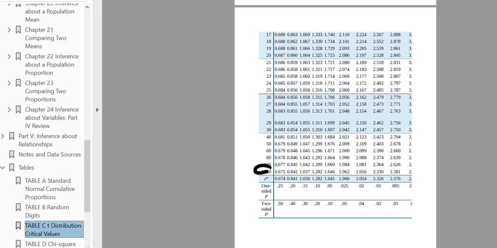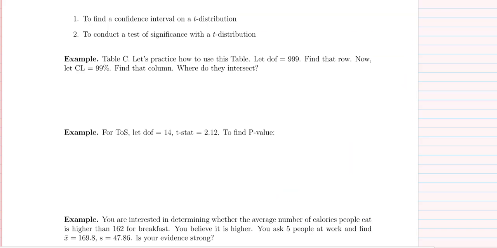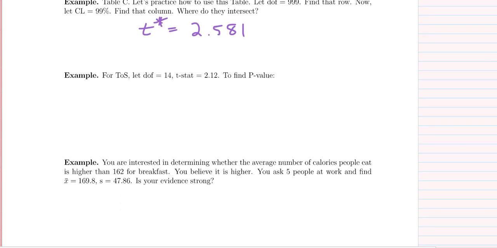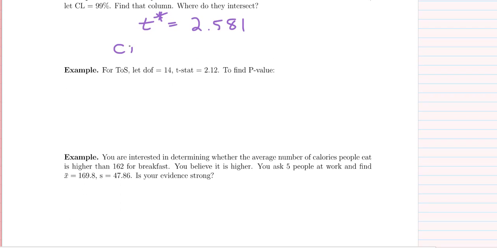And we know that 99% confidence is going to be this column here. So we have that T-star is 2.581. All right? Hopefully this example helps you understand the process. If we're going to write our confidence interval for this, it would be x bar plus or minus 2.581, because this is replacing our T-star, times s over the square root of n, and we know that n is one more than the degrees of freedom, so this is 1,000.